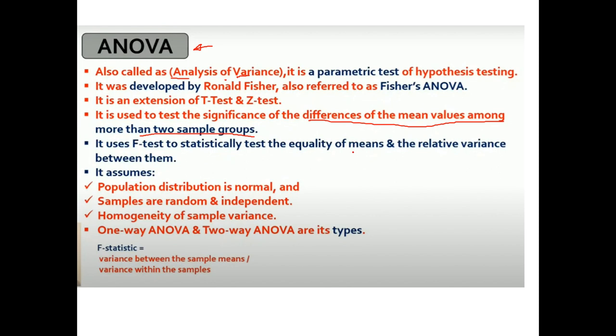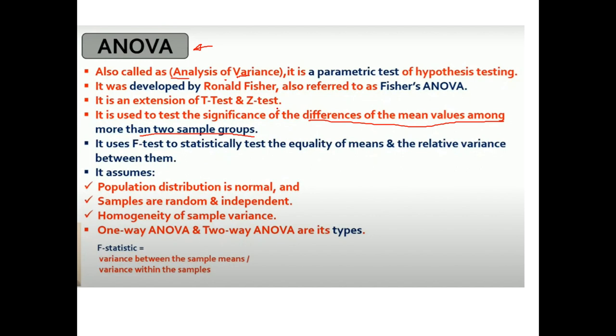It is used as the F test for equality of means and relative variance between them. Again, the same assumptions are there. The only thing is that homogeneity of the sample variance is also required. There are two ways of doing this ANOVA test: one-way and two-way. I also get confused while reading this, so that is why I created this slide, so I can remember.